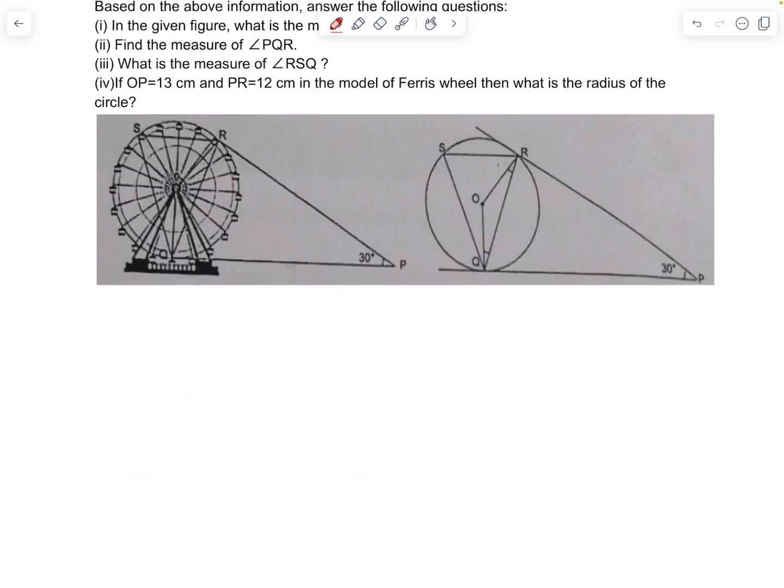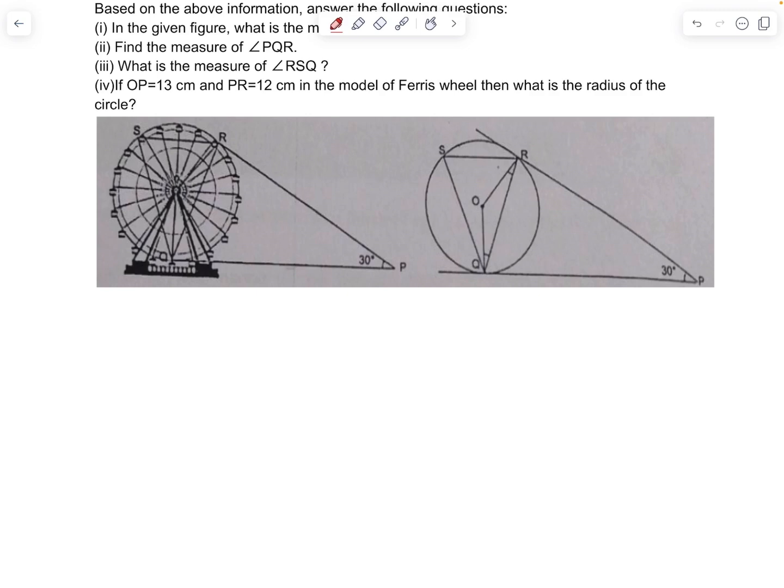Let's observe the diagram. There is a circle and P is an external point. From P, there are two tangents PQ and PR that touch the circle at points Q and R. OQ is a radius and OR is also a radius. Therefore, angle OQP is equal to 90 degrees and angle ORP is also 90 degrees. The reason being radius is perpendicular to the tangent at the point of contact.